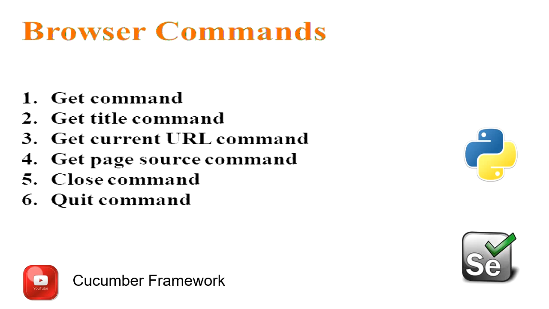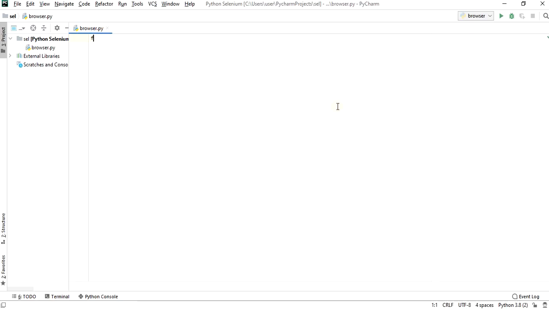Get page source is used to get the HTML page source code. Close closes the current browser window on which the focus is set. Quit is a method that successively closes all the browser windows and ends the WebDriver session gracefully. We will see with examples how the browser commands work.